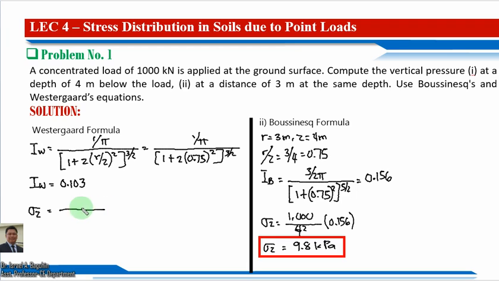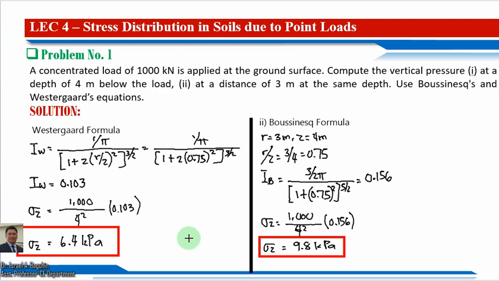And subsequently we are going to calculate now the sigma z, which is equal now to q. Our q is 1000 over our z, which is 4 squared, times this 0.103. So we can have this value of our sigma z equal now to only 6.4 kilopascal. So this would be it for the Westergaard.